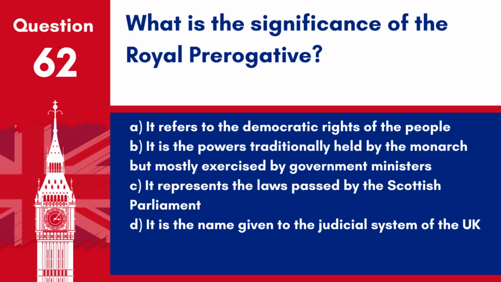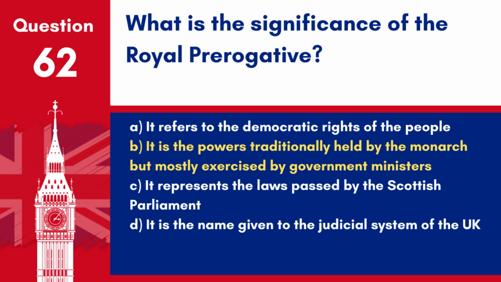Question 62. What is the significance of the royal prerogative? A. It refers to the democratic rights of the people. B. It is the powers traditionally held by the monarch, but mostly exercised by government ministers. C. It represents the laws passed by the Scottish Parliament. D. It is the name given to the judicial system of the UK.